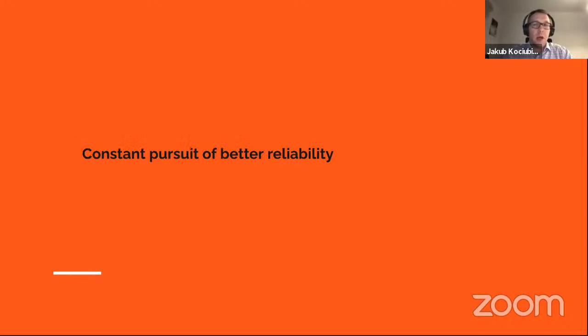Okay, and we should always try to get better reliability, of course. So 100% isn't a realistic goal, but if we get, let's say, 99.5% of reliability, well, that's great. But if we can get a bit more without investing too much, that's also great. So then we should try to do it. But we should always be aware of what we're sacrificing and try to do better.